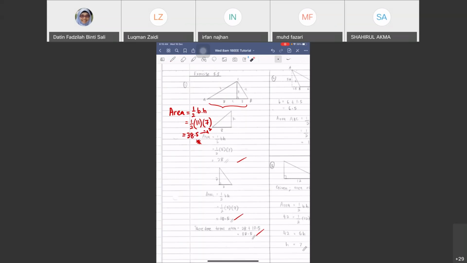Again, as I mentioned, at the end of the day, during exam or even during test, your working is all based on your own understanding, how you look at the question. So it doesn't matter how you do it, as long as it is logical and it's correct. Okay, so that is question 1. Then let's look at question 2.